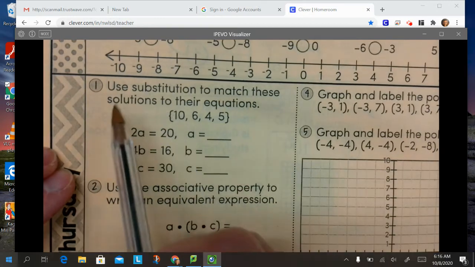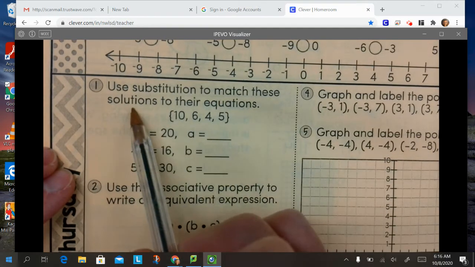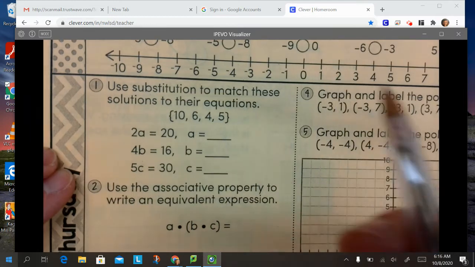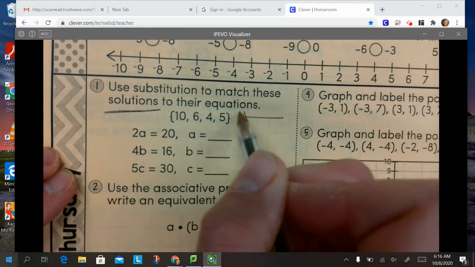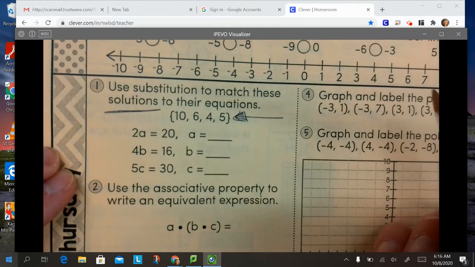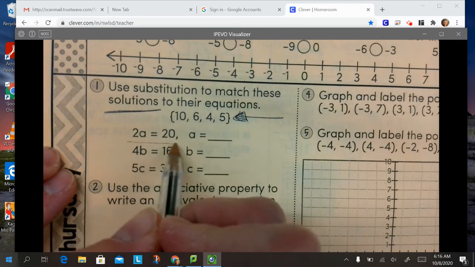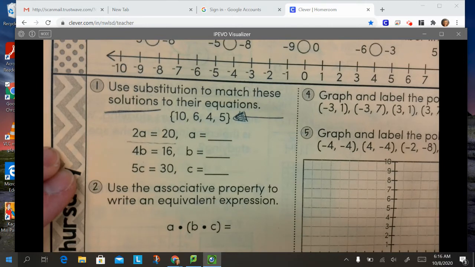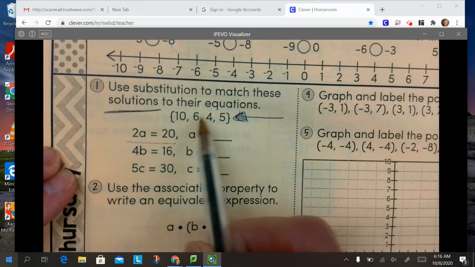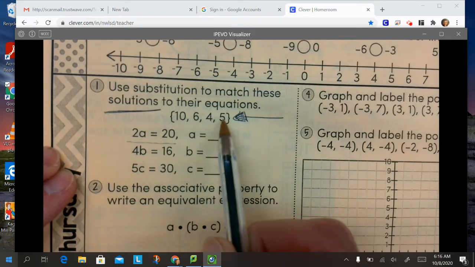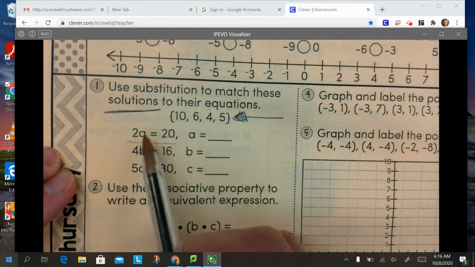All right, number 1, use substitution to match these solutions to their equations. Now remember, the solutions are the answers, which are these, okay? And the equations are these things. And you know it's an equation because it has an equal sign. And your job is to figure out which number, which answer would fit for these variables, okay?